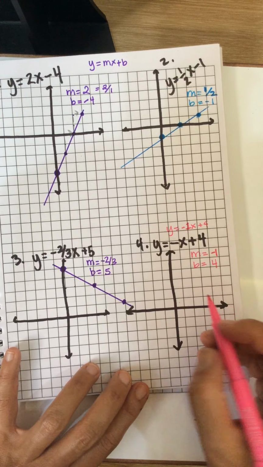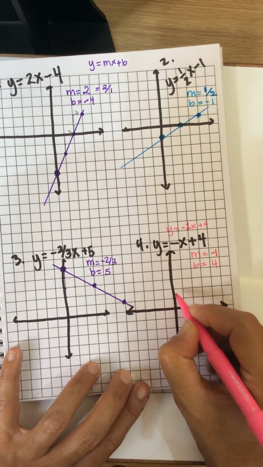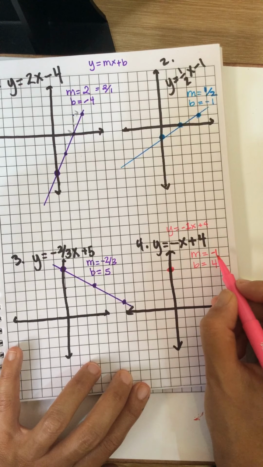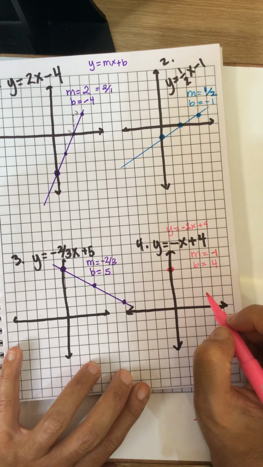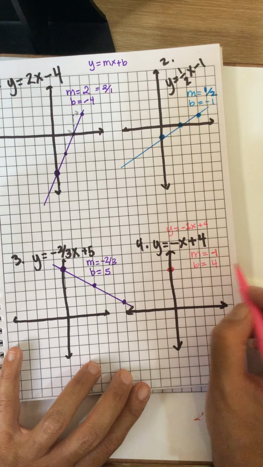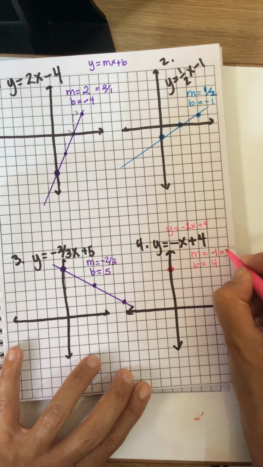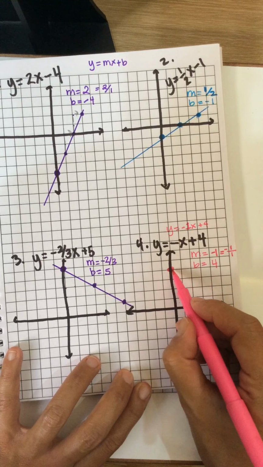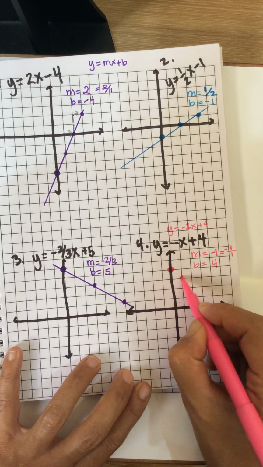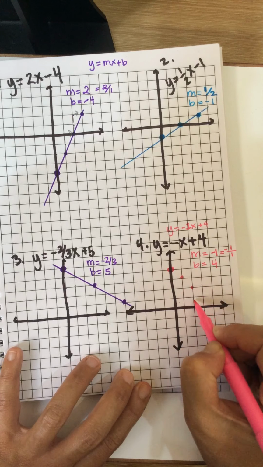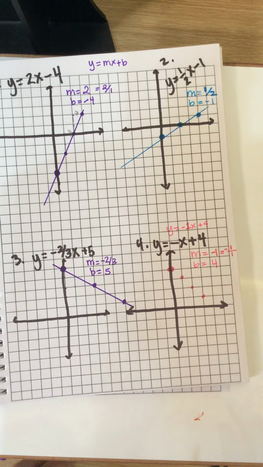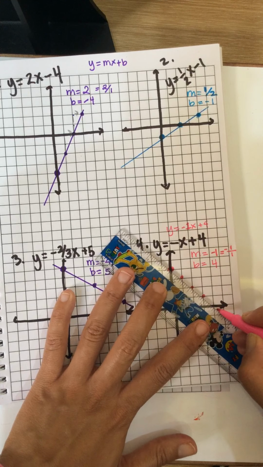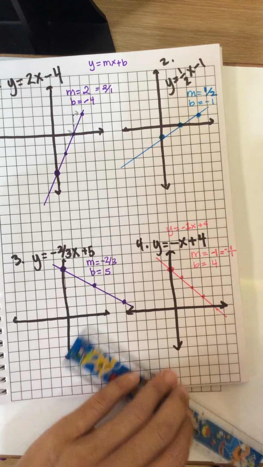So now let's graph this. My y-intercept is 4. 1, 2, 3, 4. And my slope is negative 1. So I have to go down 1 over 1. Because remember, that's the same as saying minus 1 over 1. So now let's go down 1 over 1. Down 1 over 1, right? I could keep going, but that's enough to sketch the line. So I'm just going to do that.